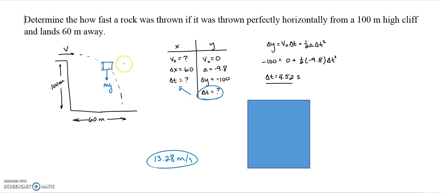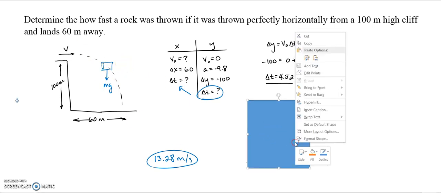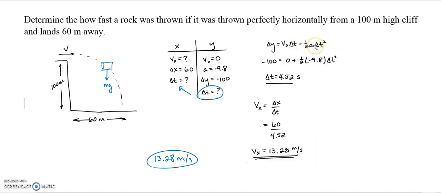So since we have constant velocity, the only equation that's going to work for us is that of constant velocity. So v equals delta x over delta t. We know our delta x. We just solved for time up here, so we can bring that down there. Solve for Vx, and you get your 13.28 meters per second. So that's how fast it must have been thrown, which is about 30-some miles an hour. So yeah, pretty fast.